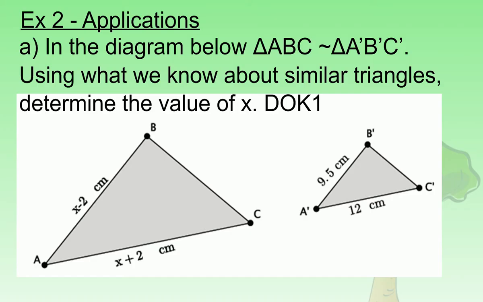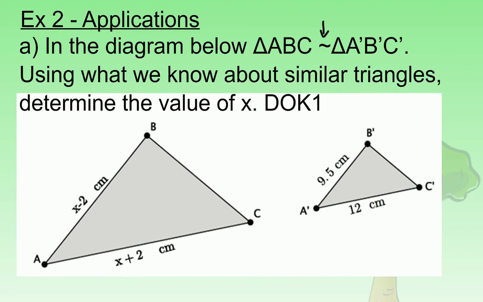Let's get some applications. Example 2a says, in the diagram below, triangle ABC is similar to, remember that's what this symbol right there means. It means similar. And if you remember from module 3, similar means proportional. Hence, we're probably going to be using proportions. So triangle ABC is similar to triangle A prime, B prime, C prime. Using what we know about similar triangles, that they're proportional, determine the value of x. Okay.